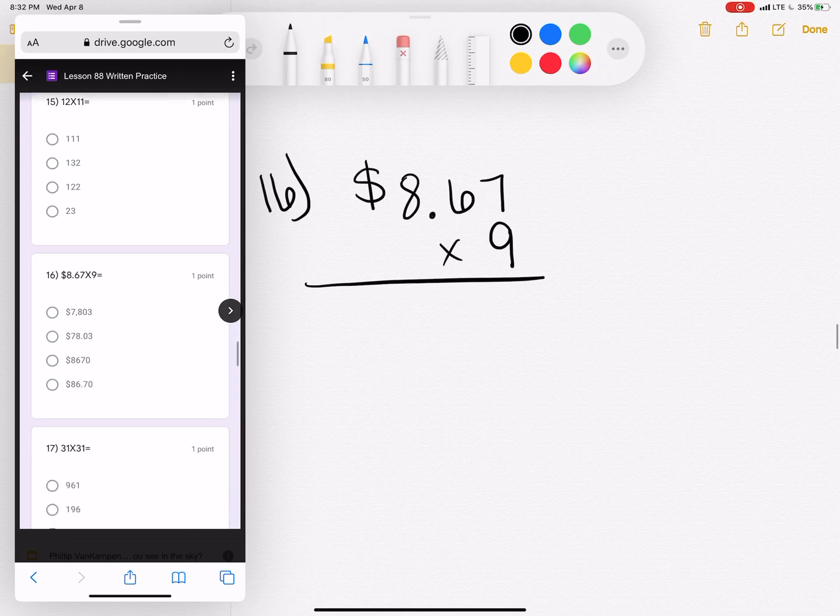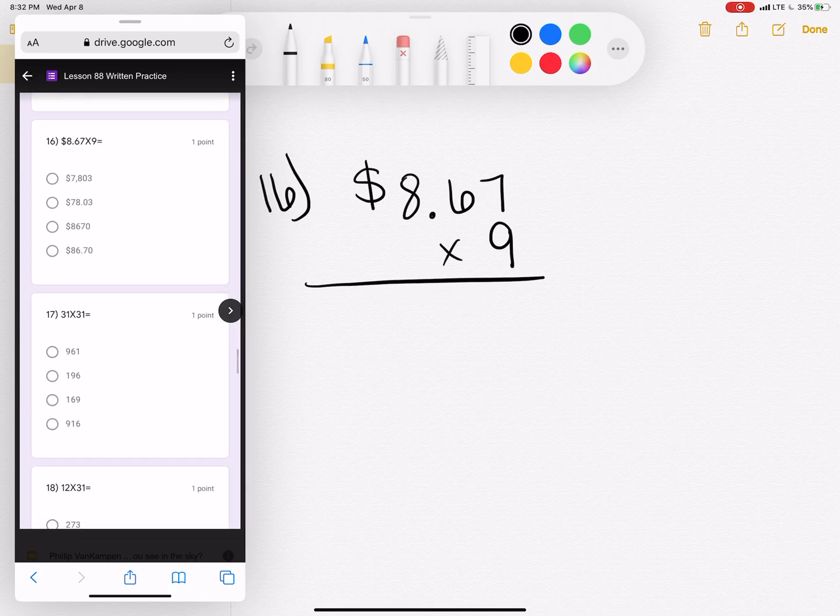Number 16, multiplying by just one digit this time. 7 times 9. You guys could see me. I'm doing the nines trick on my hands.